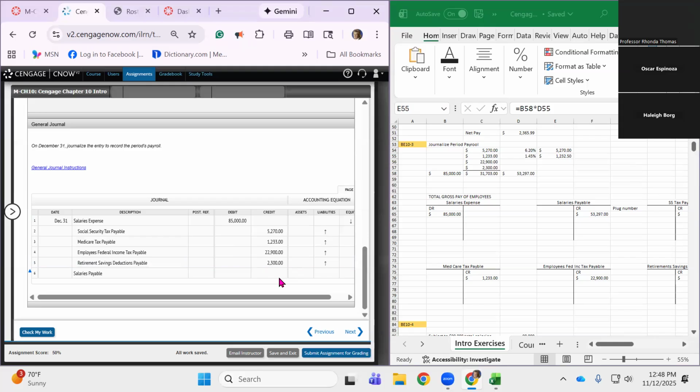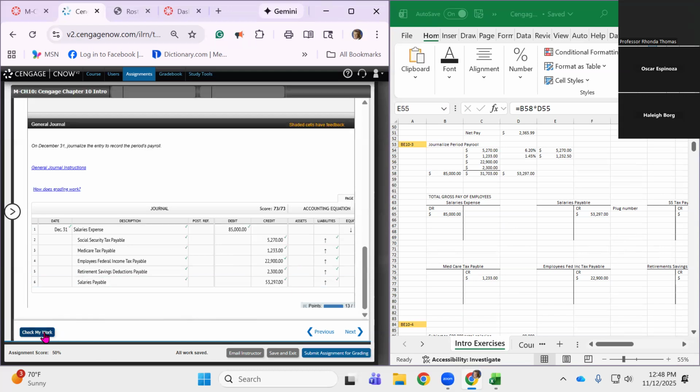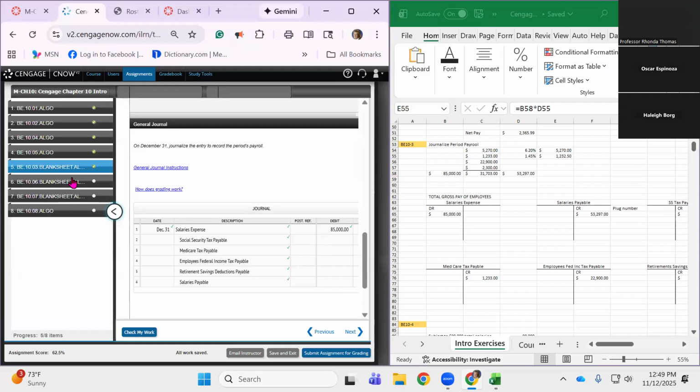And then now you can find that plug number actually pretty easily. So let's see. Okay, so one more time, it should be 53,297 if my calculations are correct. And it is. So you wait to put that payable in last, because it's going to hold whatever this journal entry needs it to so that it's balanced. Okay, onward we go.